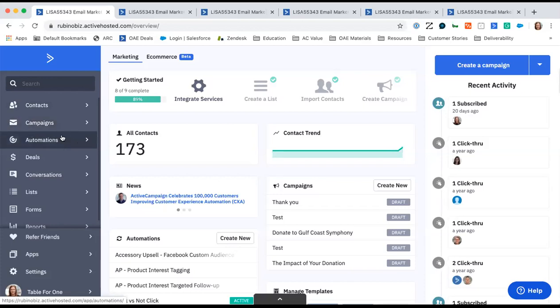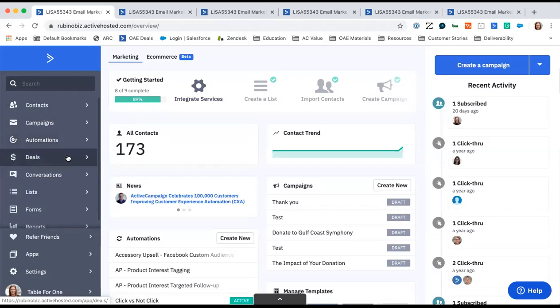Also, we're going to look a lot at the automation builder today, and these are your nurture drip sequences that we can start setting up. And the nice thing with automation is once this is set up, it just works for you in the background. It really is a very powerful tool.